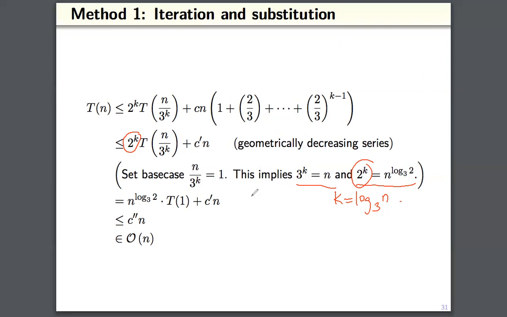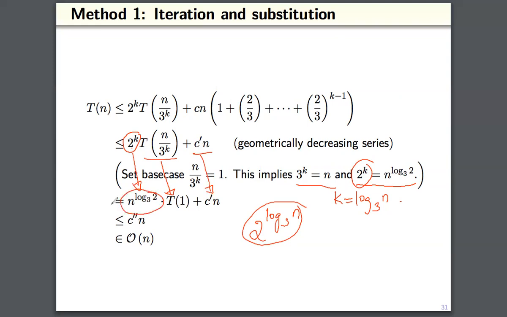See, another idea you could have used is something like this. 2 power, what is k? K is log n base 3. So you could have just used something like this and then changed it to this. So any idea that works is fine. Okay, so when you substitute, 2 power k becomes this. T of 1 is constant. C dash n remains the same.